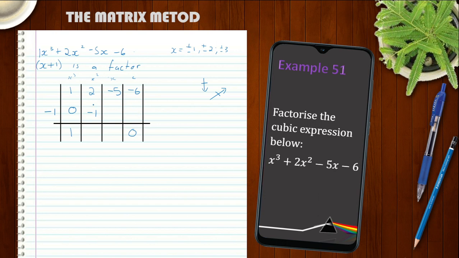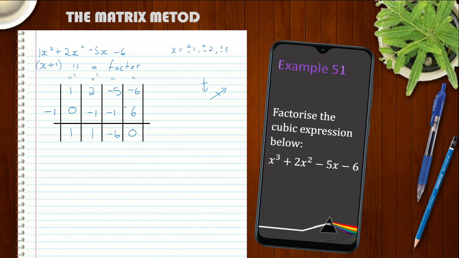Okay, and then 2 minus 1 is 1. Minus 1 times 1 is minus 1. Minus 5 plus minus 1 is negative 6. And then minus 1 times minus 6 gives me positive 6. Alright, and then I add down, and yes, I get 0. So at the end, this must add up to 0, then you know you have done it correctly.